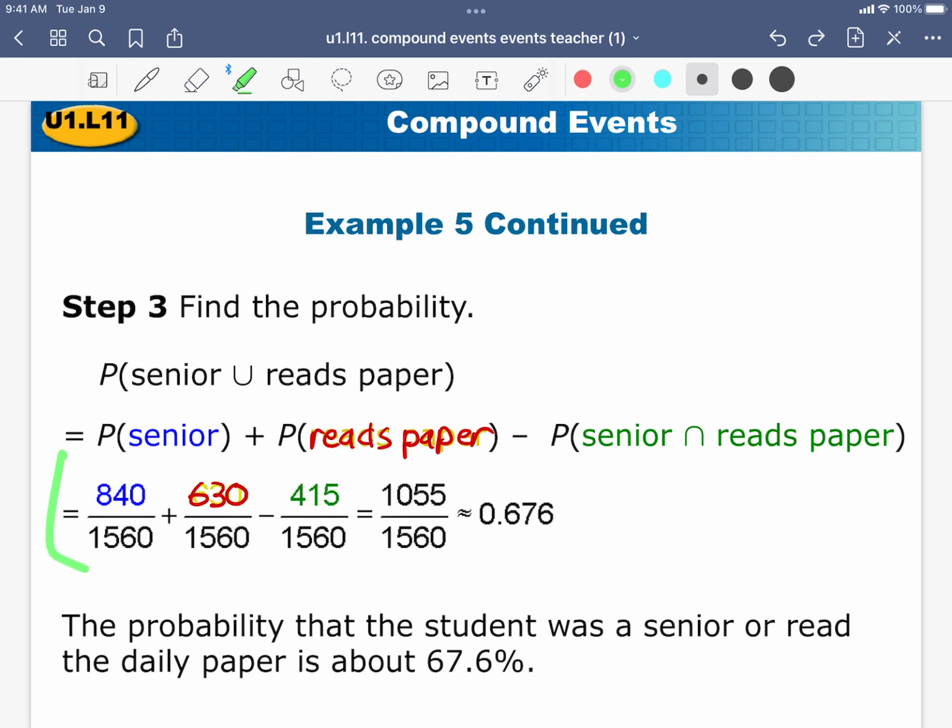So this is finishing what we started on the first page. 840 seniors out of the 1,560 total. 630 paper readers out of the 1,560 total. Subtract the senior paper readers, that's 415. And then simplify that to be the fraction's fine, or 67.6% is fine as well.